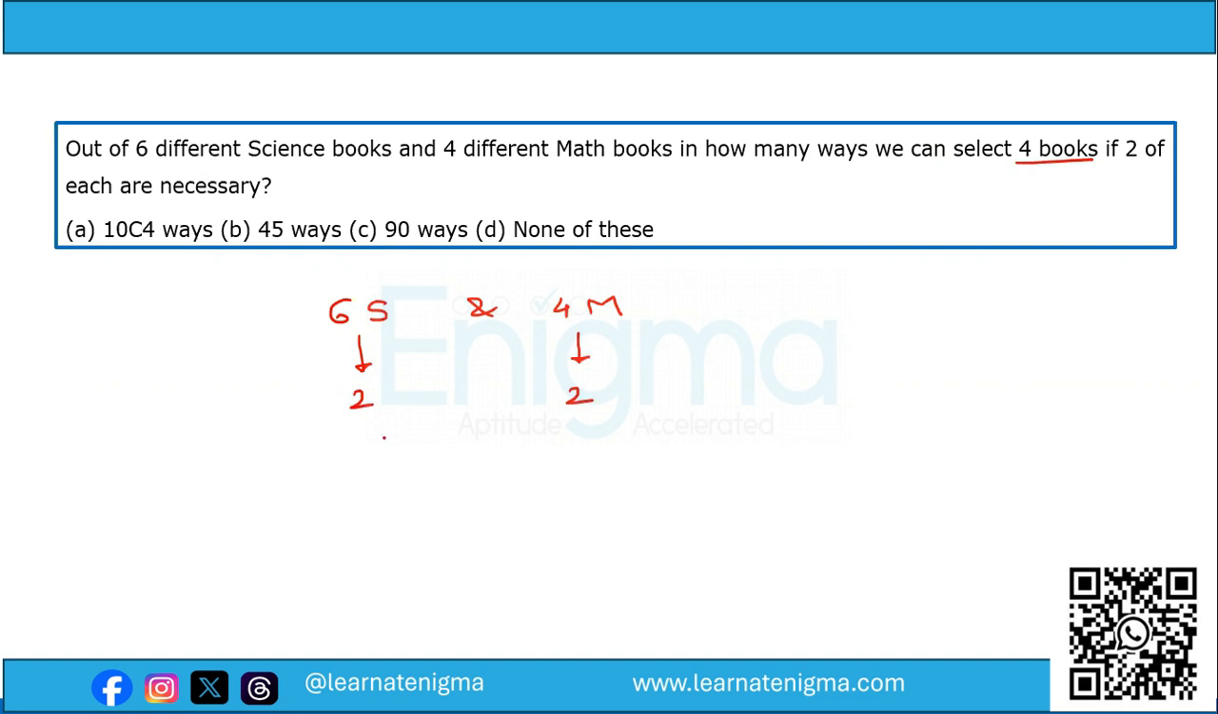So therefore, we can easily do it as 6C2 multiplied by 4C2. So 6C2, that is 6 into 5 divided by 2, multiplied by 4 into 3 divided by 2. So 2 twos are 4. So 6 fives are 30, 3 threes are 9, so 90. So in 90 different ways we can do the required thing. So the answer will be option C.